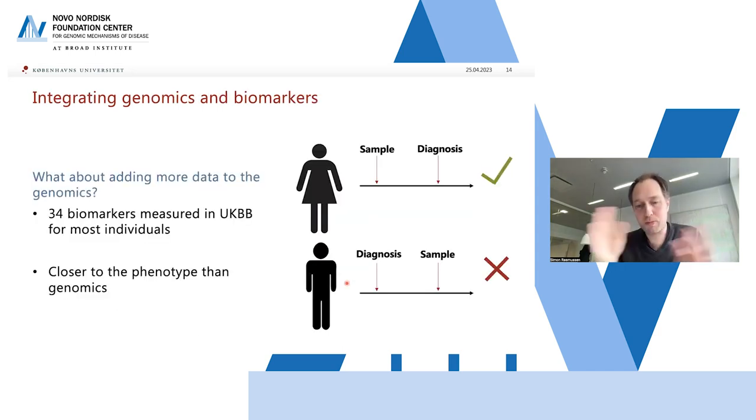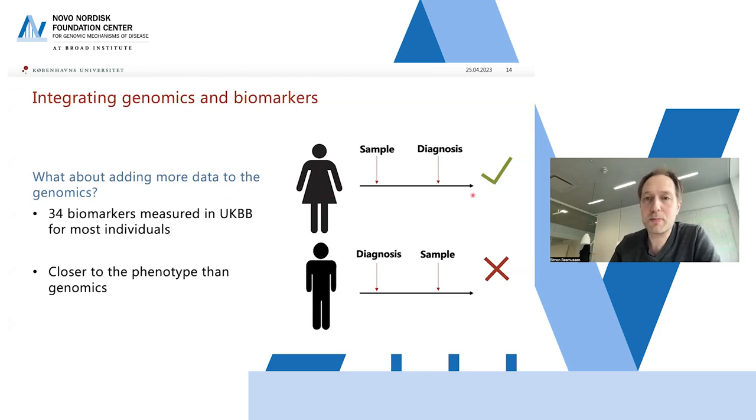So that was all on the genome, right? But what about if we add more data? I think there's quite a lot more data coming out now in the UK Biobank, and we're very interested in trying to model on that. But what we had available at the time was 34 biomarkers measured in blood and urine for almost all of the individuals. So we thought, what about adding them into the model? We had this nice model that can learn across the different modalities.